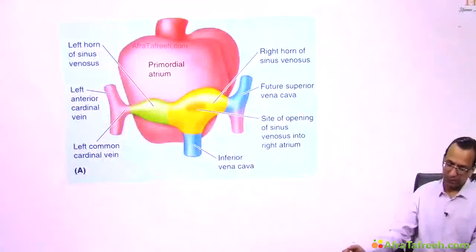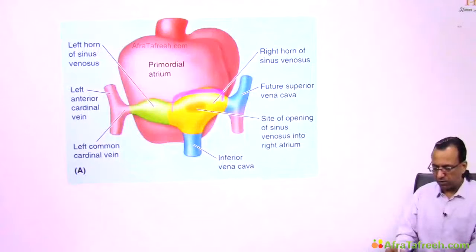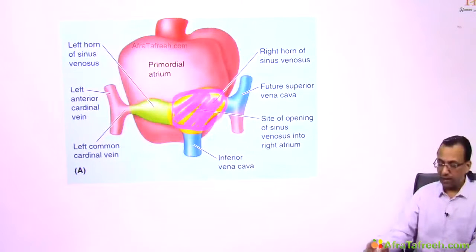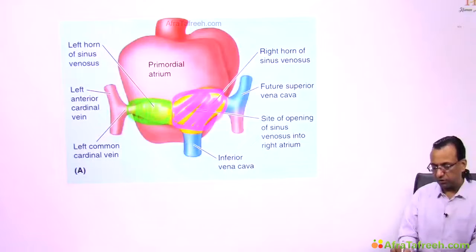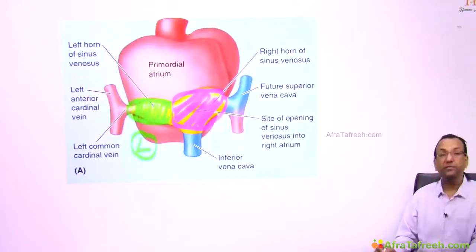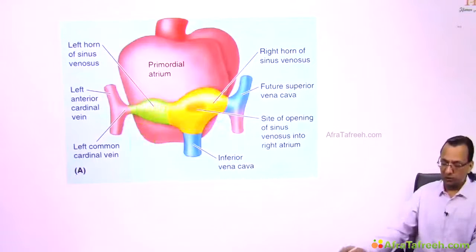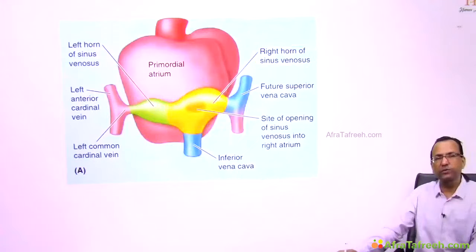Yes, it is here. What is this? This is the right horn of sinus venosus, which is seen. And where is the left horn? Left horn is here. Why is this the left horn? That is the left horn because you are seeing from the posterior side. This is the posterior of the heart. So this is the right horn of the sinus venosus from the posterior of the heart.